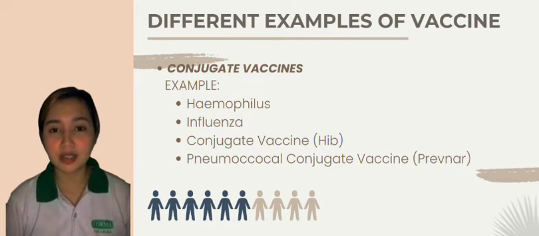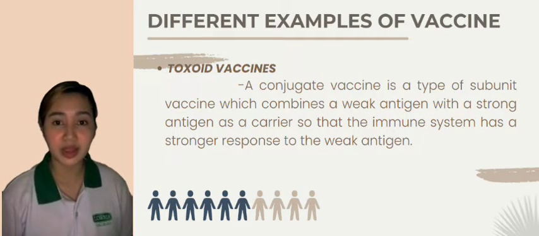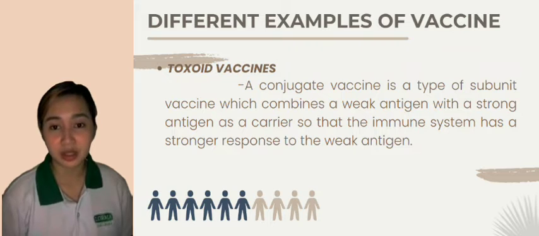So here are some of the examples: Haemophilus influenzae conjugate vaccine, and a pneumococcal conjugate vaccine or Prevnar. So here's another type of vaccine which is called toxoid. Some bacteria release toxins or poisonous proteins when they attack the body. The immune system recognizes these toxins in the same way it recognizes antigens on the surface of bacteria. Some vaccines are made with inactivated versions of these toxins, and they are called toxoids because they look like toxins but they are not poisonous.